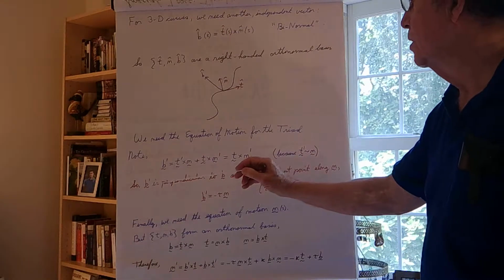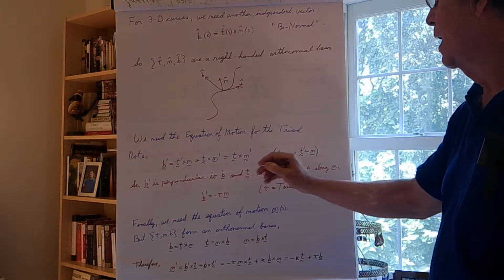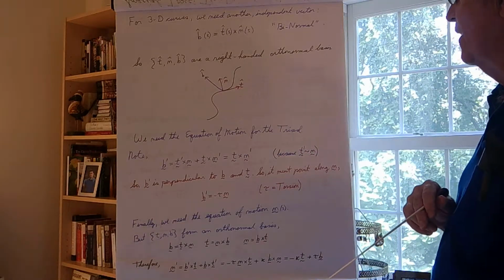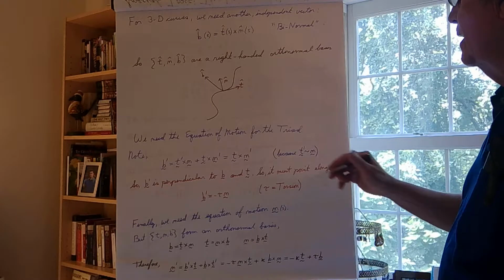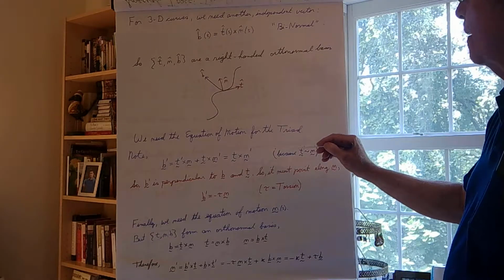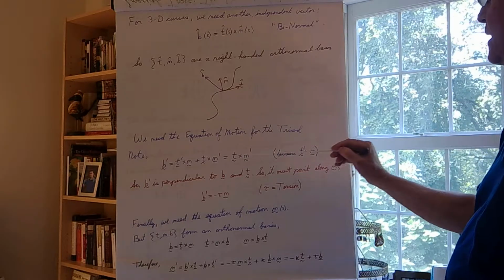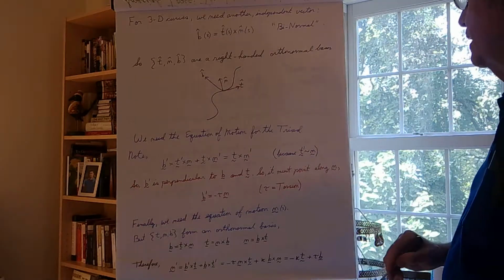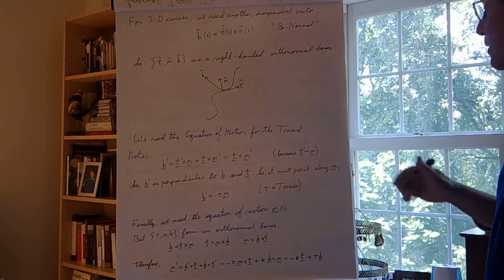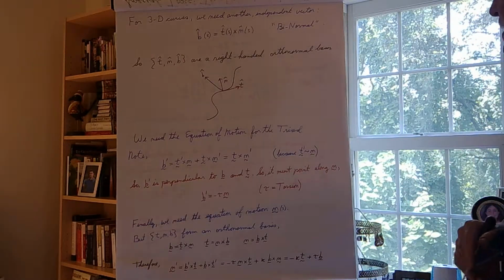Okay, so I learned from this that b prime is perpendicular to b. That just follows from the fact that b is normalized, and it's also perpendicular to t. That's what this says. b prime is a cross product of t and n prime, so it's definitely perpendicular to t. Therefore, it lies in the only direction left available, which is n itself.